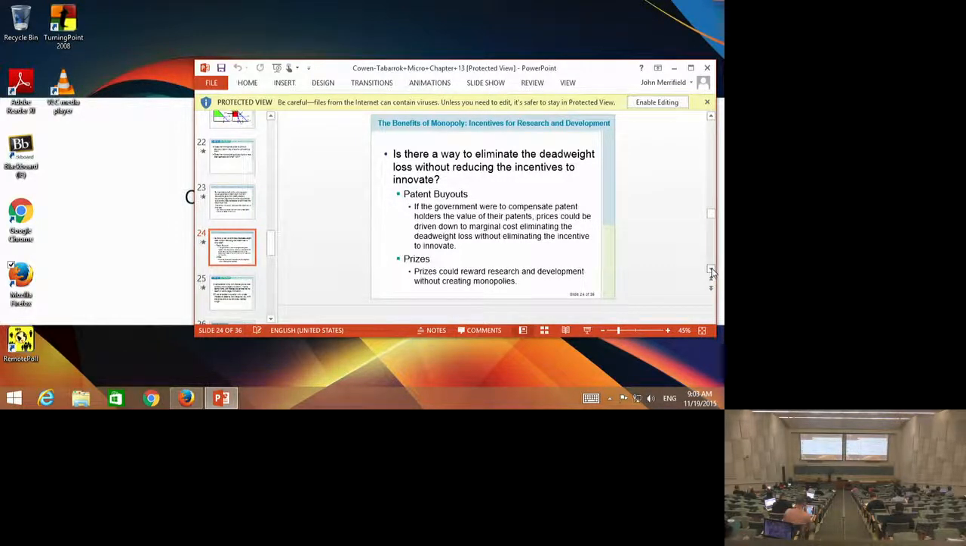So another thing about these two options, it might not be worth it. Maybe the deadweight loss is small and the monopoly profit is huge for whatever reason. It might not be worth the patent buyout cost to eliminate those deadweight losses sooner. Marginal benefit versus marginal cost to the taxpayer in this case.